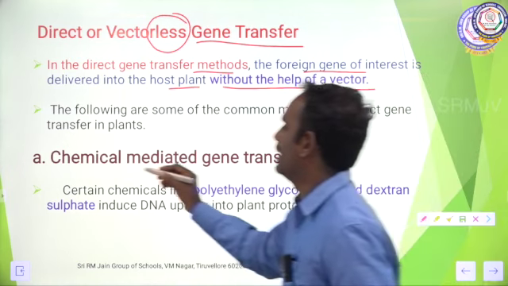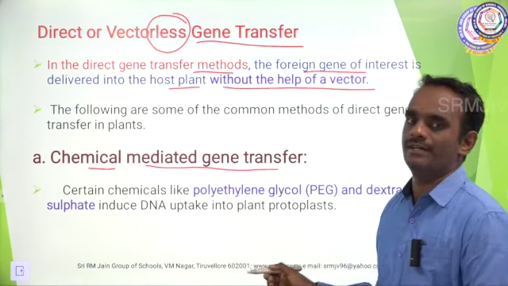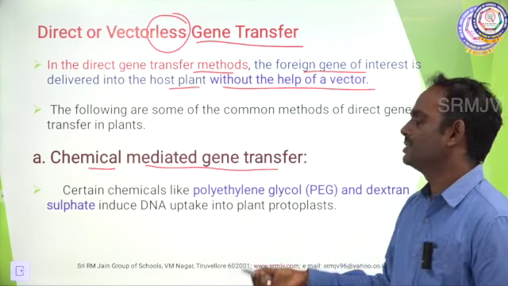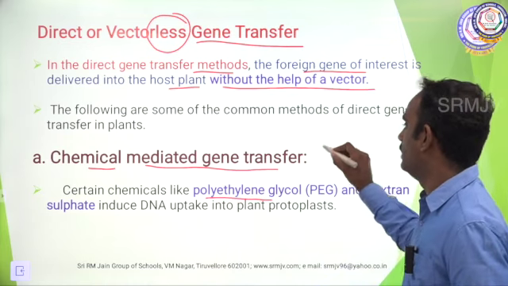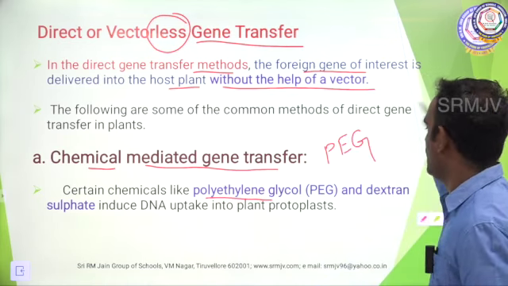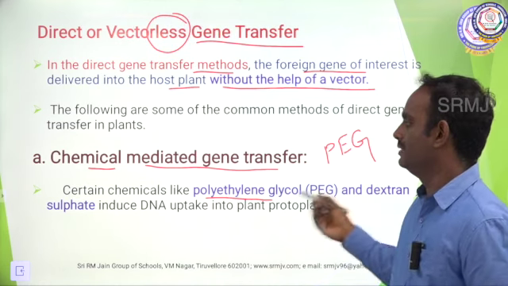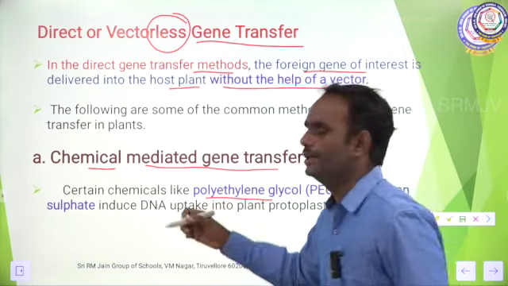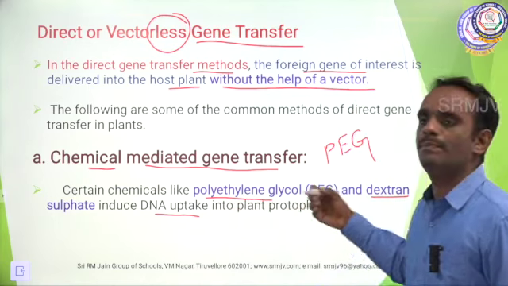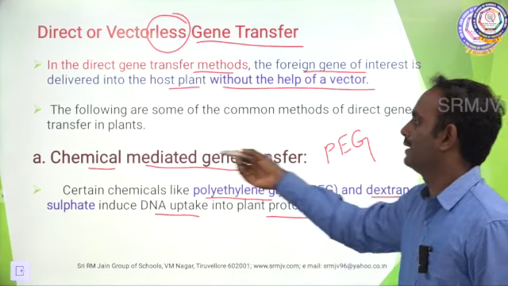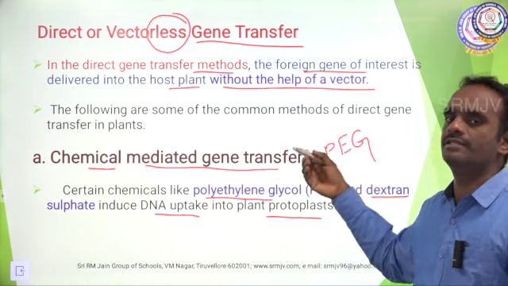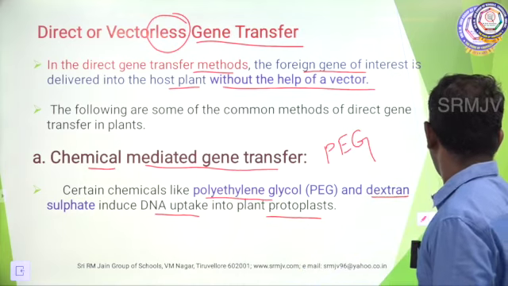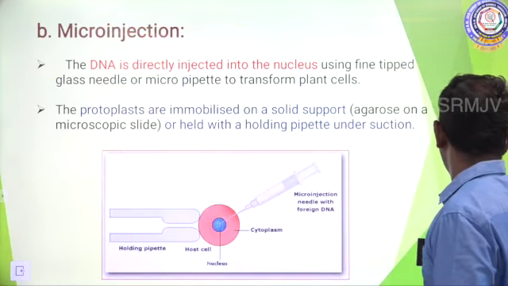The first one is chemical mediated gene transfer. With the help of some chemicals, the gene has to be transferred. So, what are the chemicals? Polyethylene glycol, in short PEG, and dextran sulfate. These chemicals like PEG and dextran sulfate induce DNA uptake into the plant protoplast. That is chemical mediated gene transfer. This is the first method of direct gene transfer.